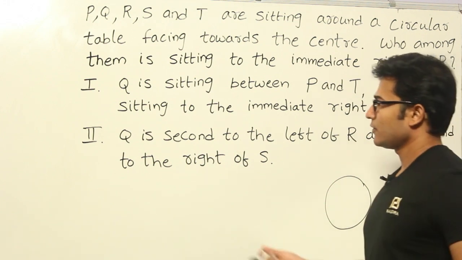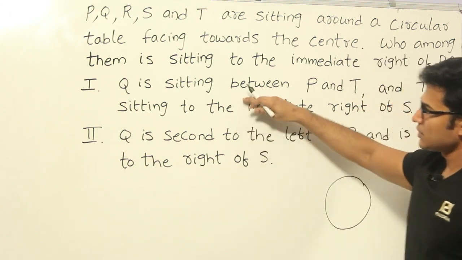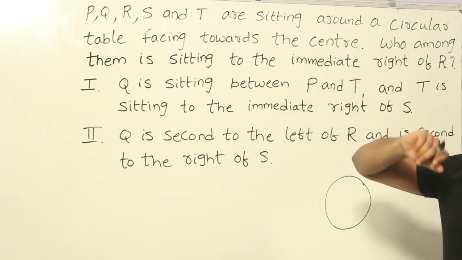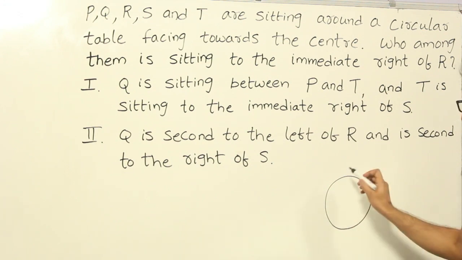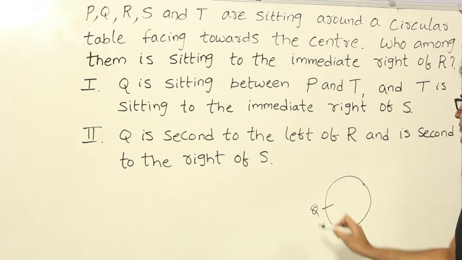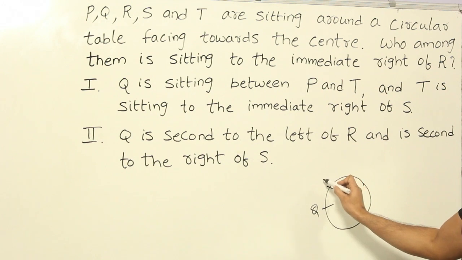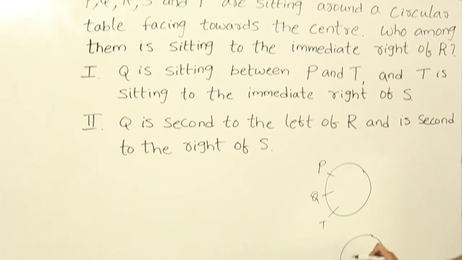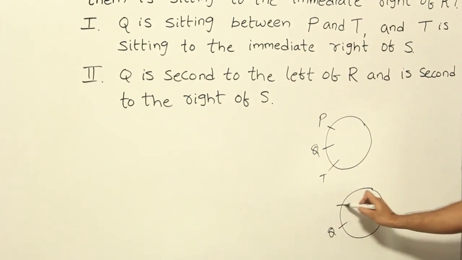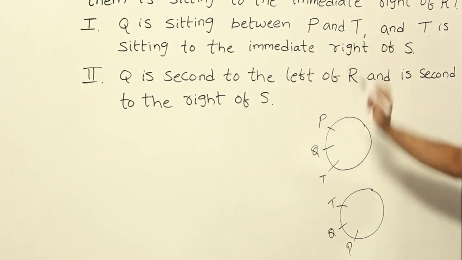Now let's see the data. The data is given in statement number 1 and statement number 2. Now we have to find out using which statement we are able to answer the question. Statement number 1 is saying Q is sitting between P and T. So let us say Q is somewhere here and Q is sitting between P and T. Therefore one possibility is P might be here and T might be here, right? And the other possibility is, if we assume that Q is here, then T might be here and P might be here. So this is what we are able to derive from this first one.